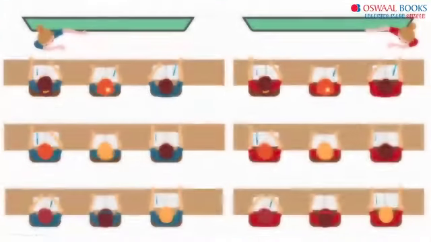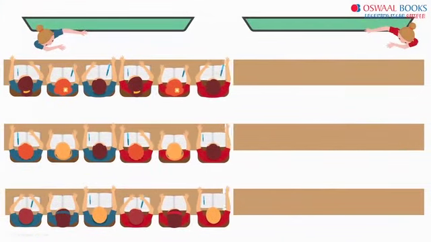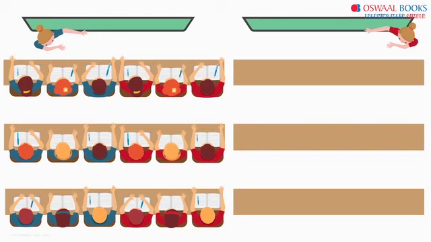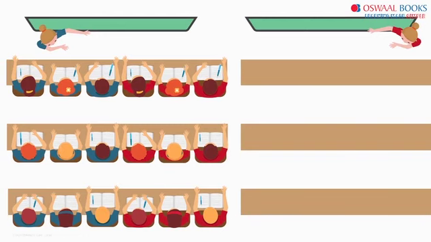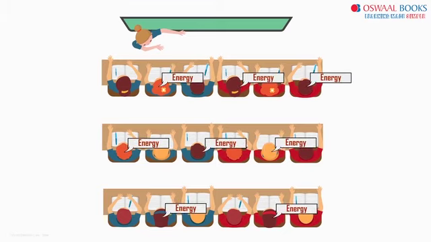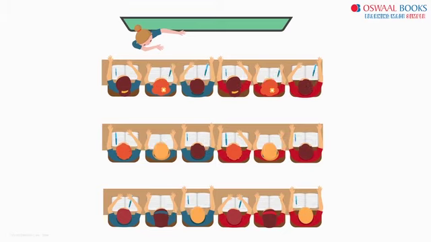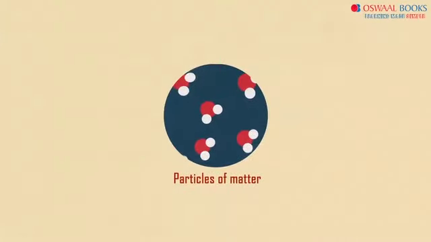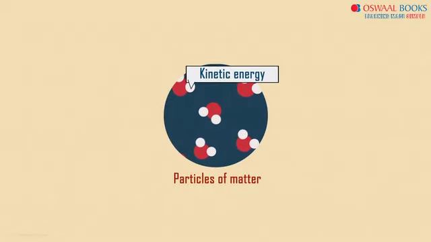Now, when you shift students from one class to the new one, do you think the teacher has to push each one and find them a place to sit? No, they themselves move and find a place for themselves. They have energy to walk and move about. Similarly, particles of matter move about of their own accord. They are continuously moving. They have kinetic energy stored in them to help them move about.